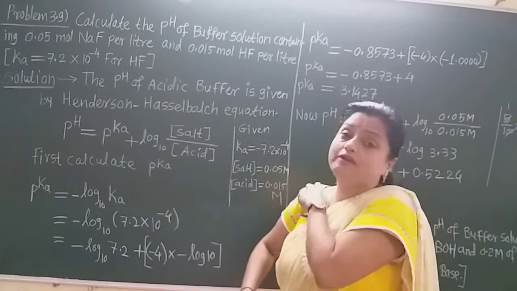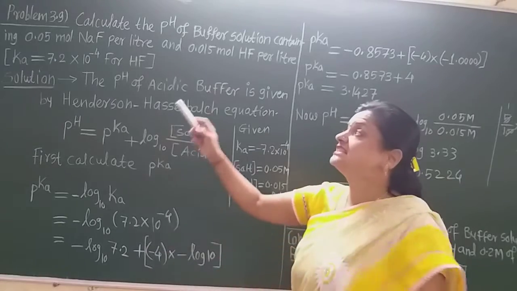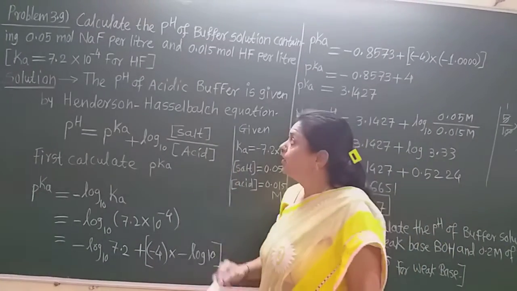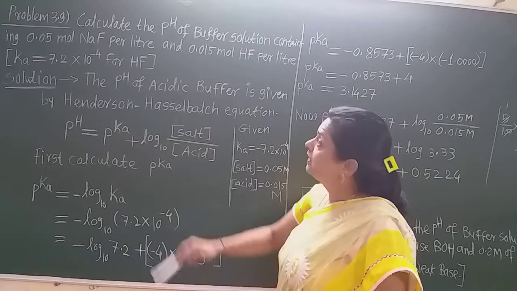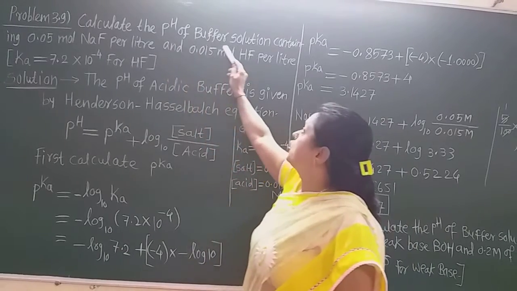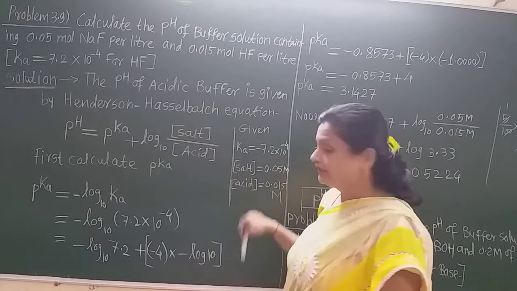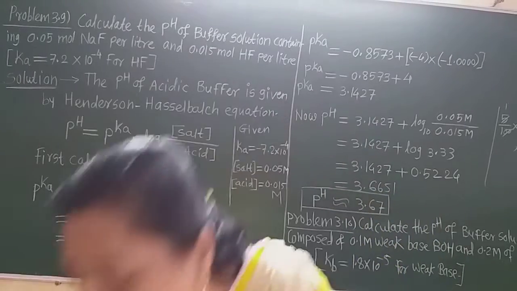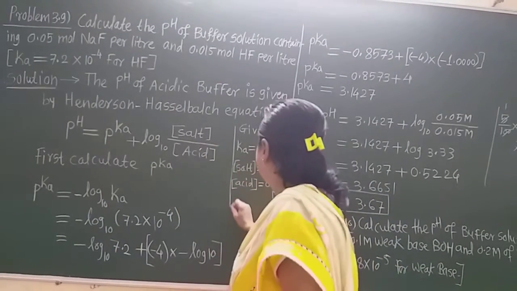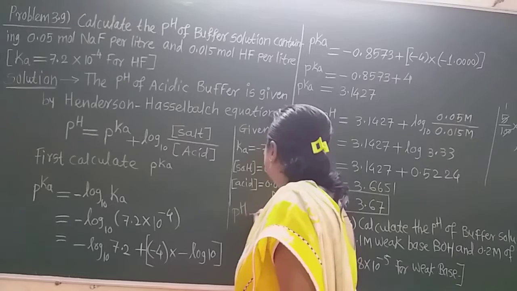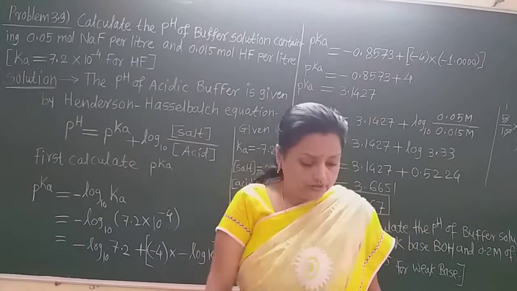And how the problem will be asked, let us see. This is the problem number 3.9. What is given in this problem? Calculate the pH of buffer solution. We have to calculate the pH here. What is the pH of the buffer solution? The pH of the buffer we have to calculate.